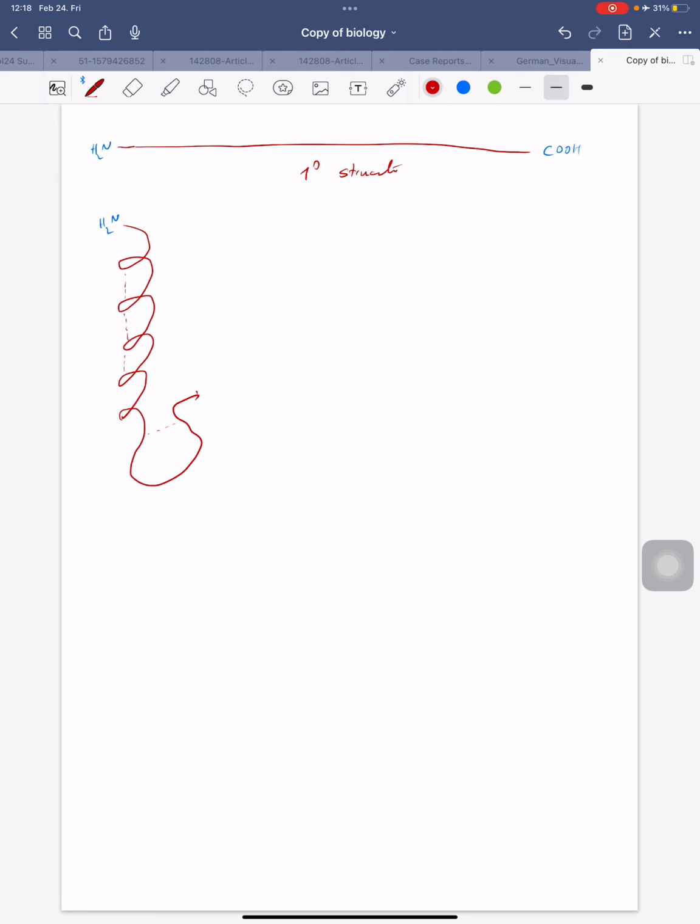Then I start a beta sheet, then again a loop, and a beta sheet. And again I will have an alpha helix here, with the hydrogen bond between the beta sheets.